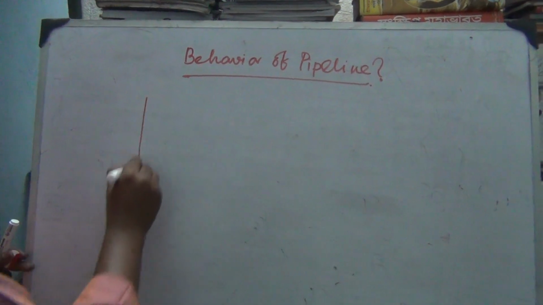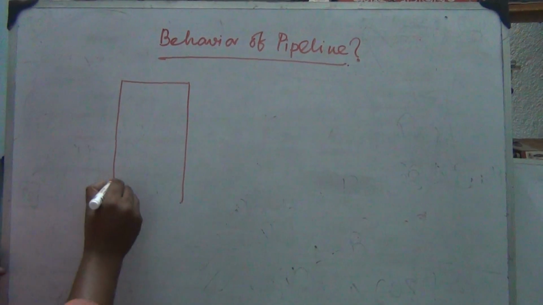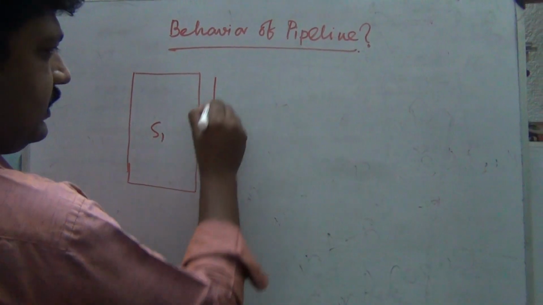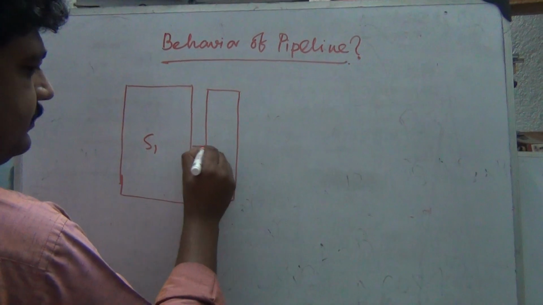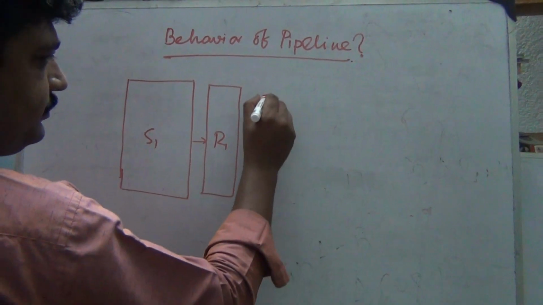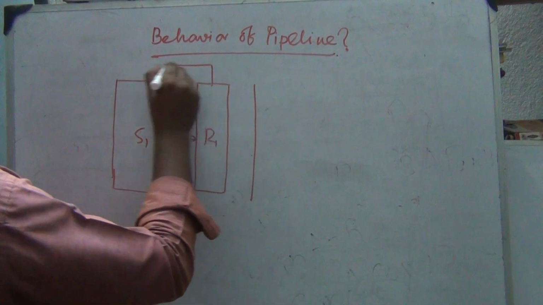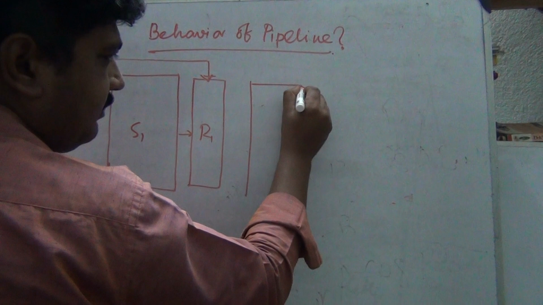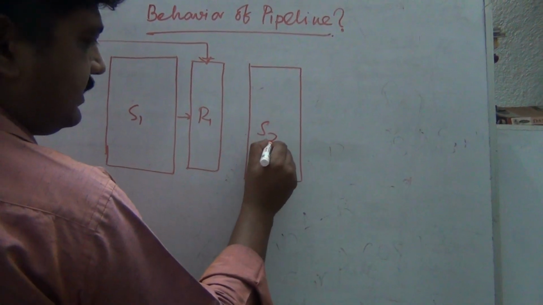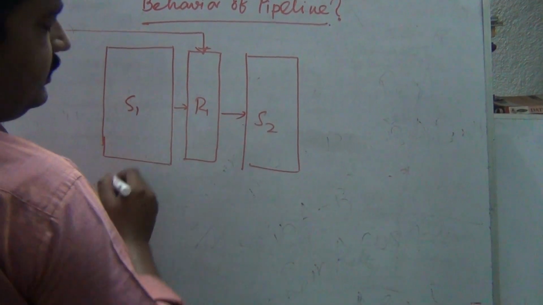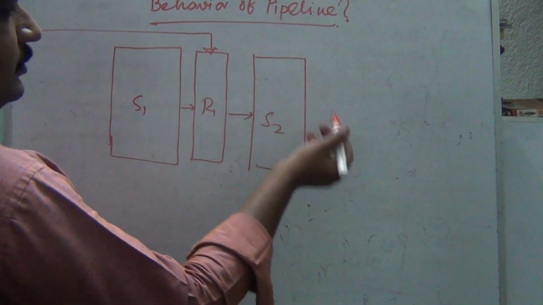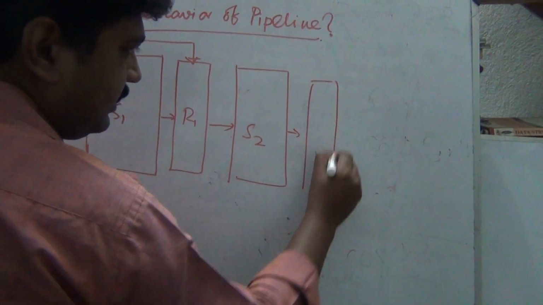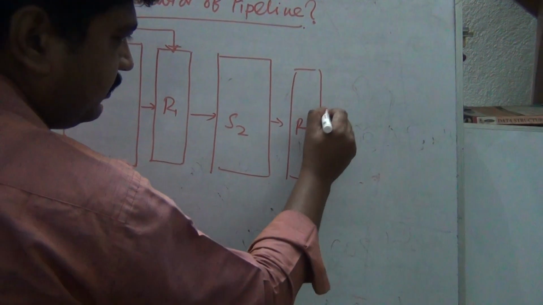So at first I am making a diagram. That is S1. S1 is connected to the register, that is R1. R1 is connected to where, I will tell you later. Then S2, and the data is passed from R1 to S2, and S2 is connected to R2.